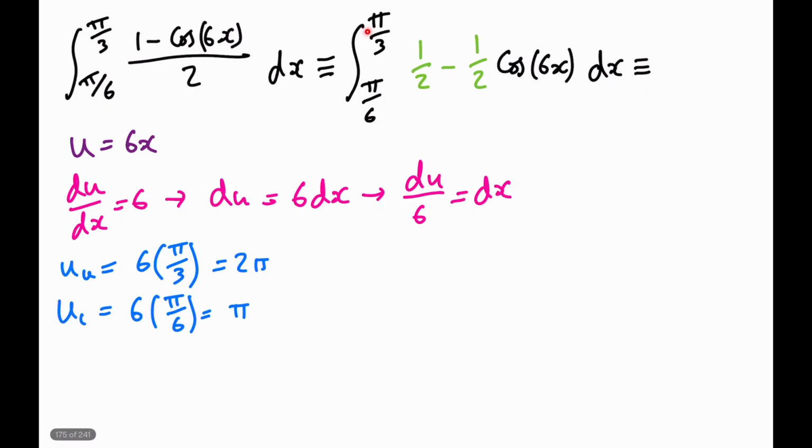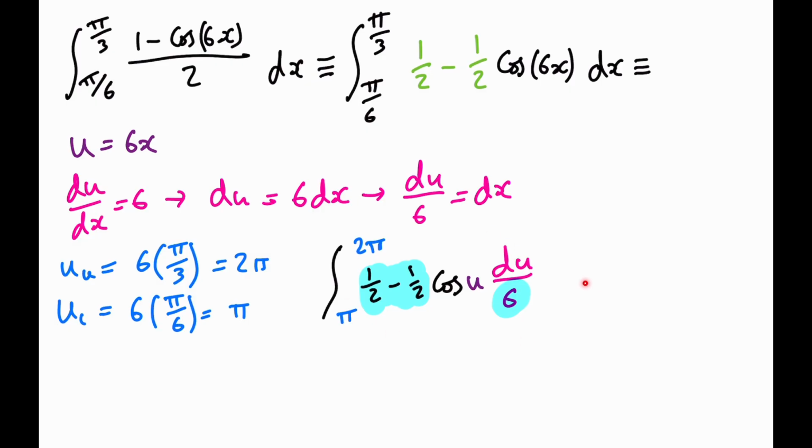And then again, your limits, you would have to change them to be in terms of u. So u is 6x, which would be 6 times your upper limit, pi over 3, and 6 times your lower limit, pi over 6. So your upper limit would be 2 pi, and your lower limit would be pi. And now all we have to do is substitute everything back in terms of u. So our limits are now in terms of u, and our new function is basically the same in terms of u. The 6x just becomes a u here, and dx is equal to du over 6, so we write the du over 6 here.